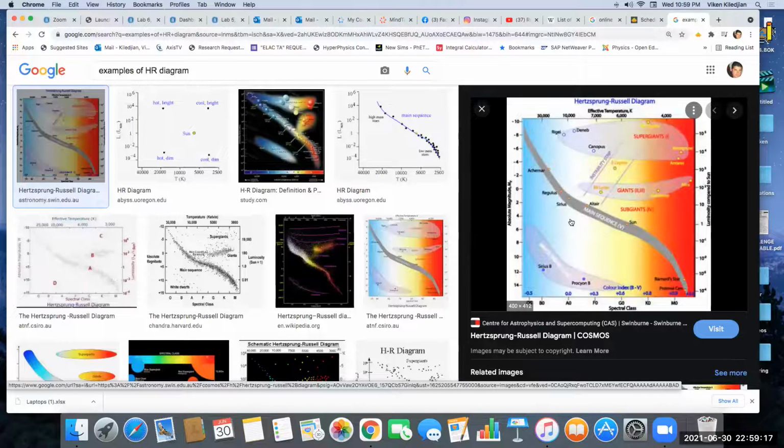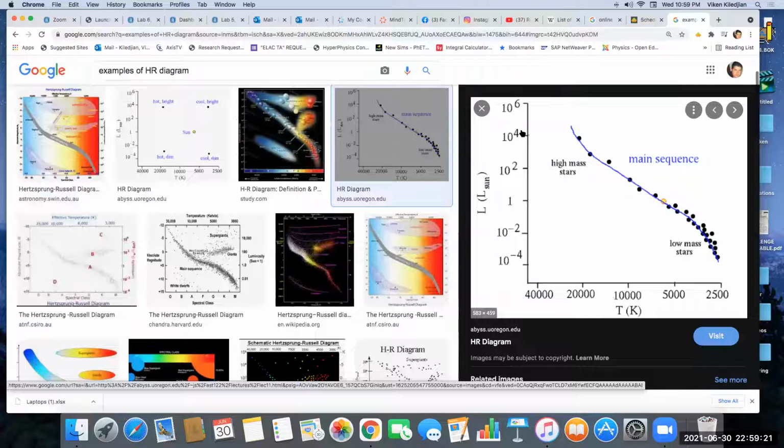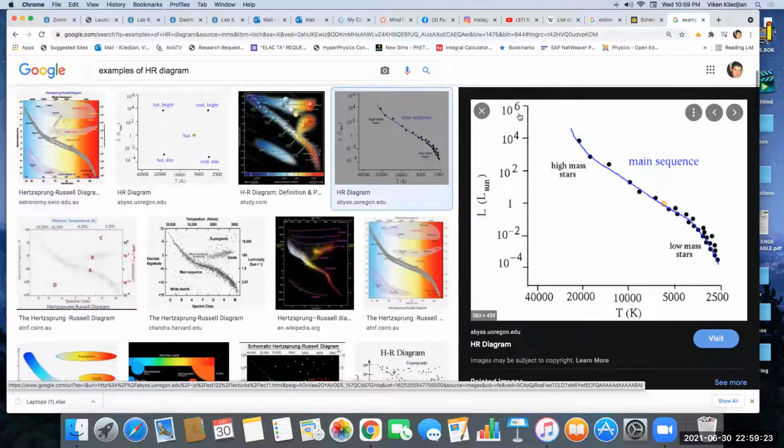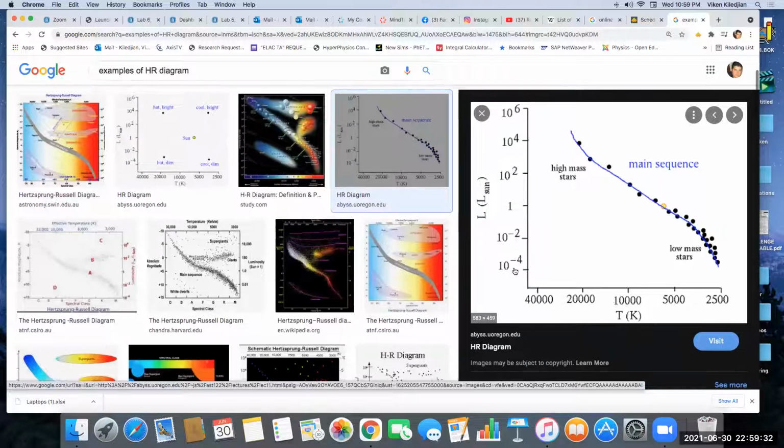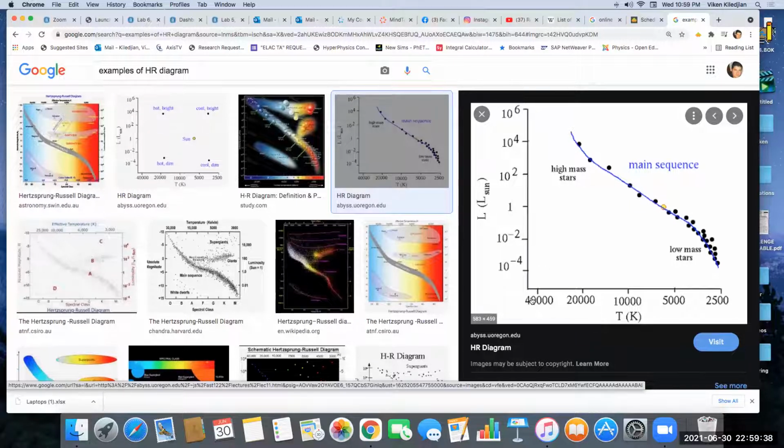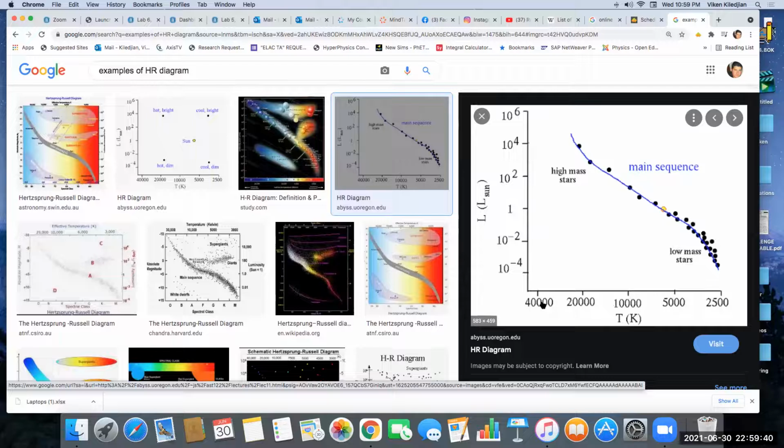So you can see this one, for example. This one uses the luminosity of the stars. On the vertical scale, you see 10 to the 6th on the top. Those are the most luminous stars and the heavy mass stars. And down at the bottom are the low mass stars. And then on the horizontal scale, the temperature is hot on the left side, 40,000 Kelvin, and on the right side is 2,500 Kelvin. So that's one version of the HR diagram.